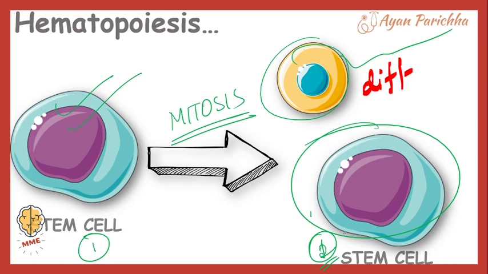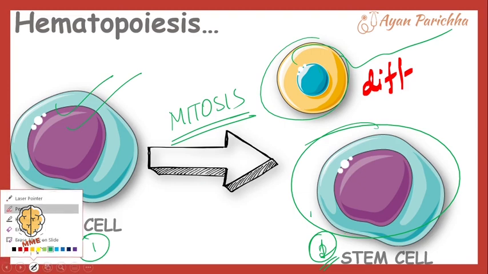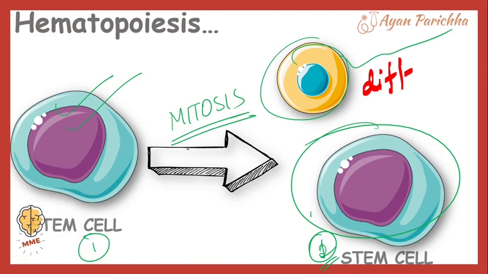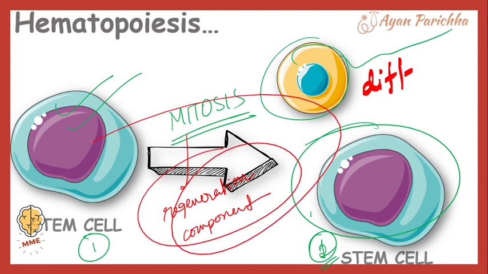So this will be asked in your pathology. Like, what is the difference between the division of a stem cell and a random other cell? Stem cell will always regenerate a stem cell. So the mitosis over here, the main question that is asked, is that it has a regeneration component to it. That is very important that you have to remember.